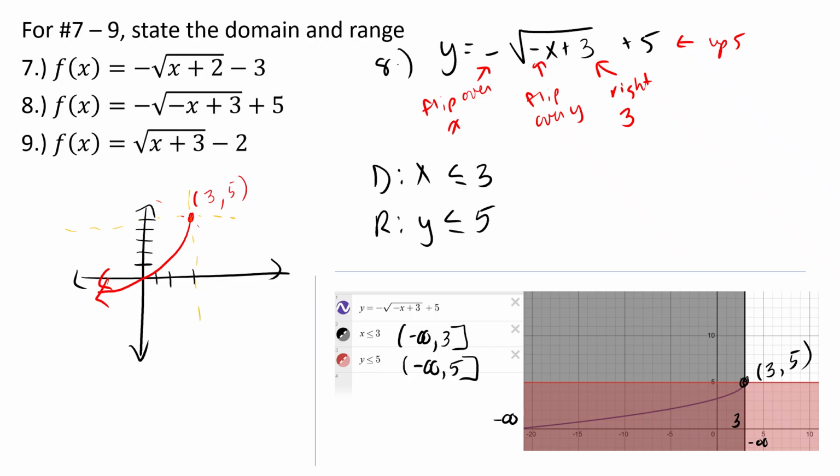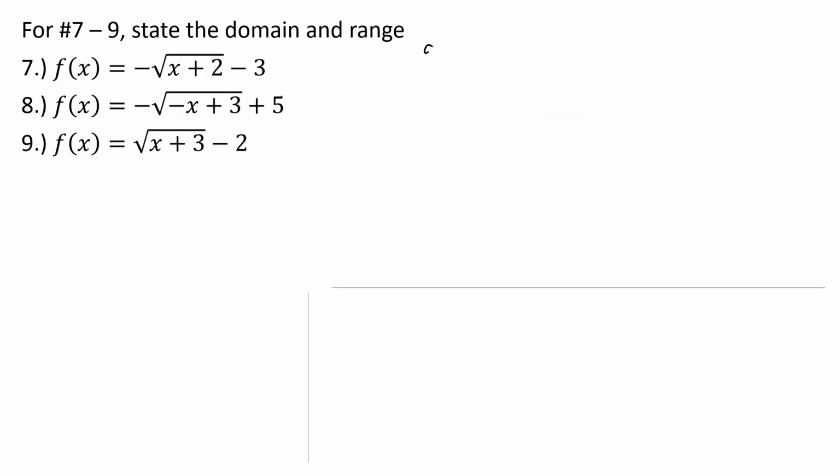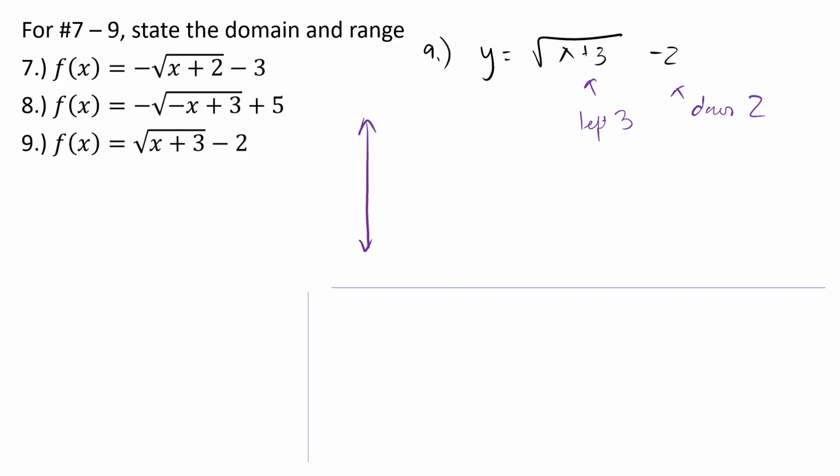Okay, last one. So we have number 9. And we have the square root of x plus 3, minus 2. So this is left 3 and down 2. So we'll take a peek at that. Left 3, down 2, with no other transformations on it. So no flips this time. Okay, and so it should look something like that.